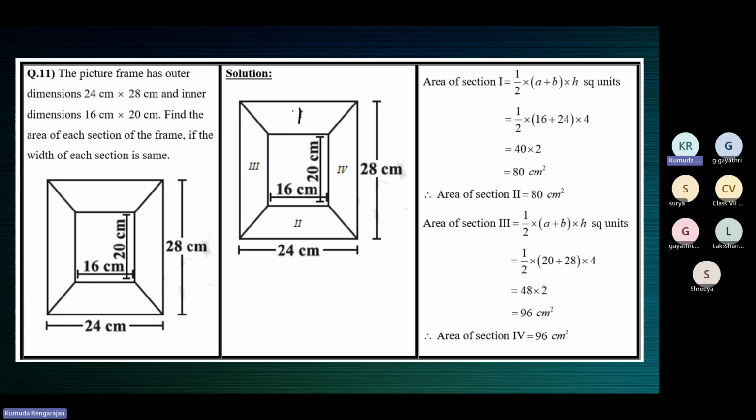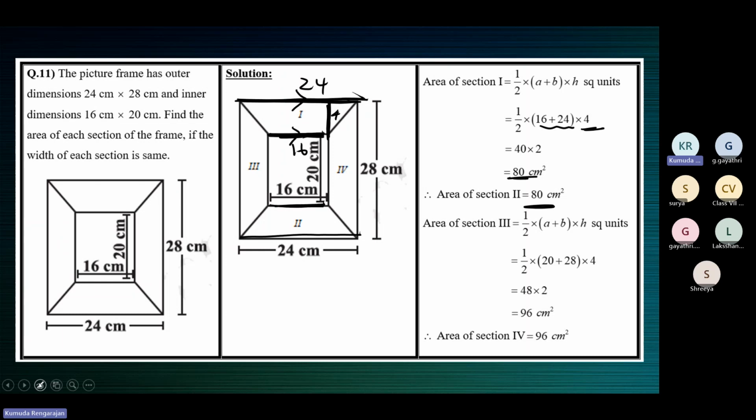Now, how do we find the area of section 1? It's a trapezium. These are the parallel sides, and this is the distance between them, 4. We just calculated. So how much is this one, children? This one is 16. And how much is this parallel side? This is 24. Sum of the parallel sides, 16 plus 24, into distance between them, 4, will give you the area of section 1, same as the area of section 2.